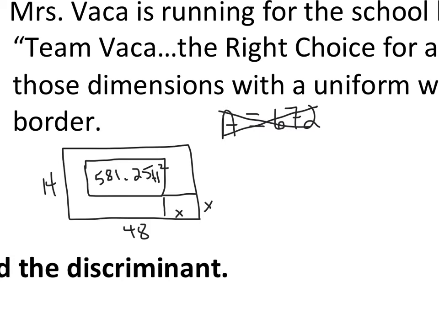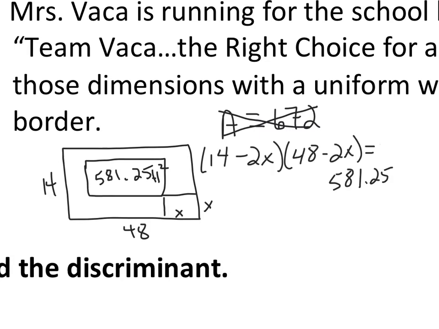But I'm going to go ahead and set up these two equations and then we're going to graph them. All right, so the equation is (14 minus 2x) times (48 minus 2x) equals 581.25x. Now when we graph that and we solve for x, we get 0.75 feet. And 0.75 feet is about 9 inches.